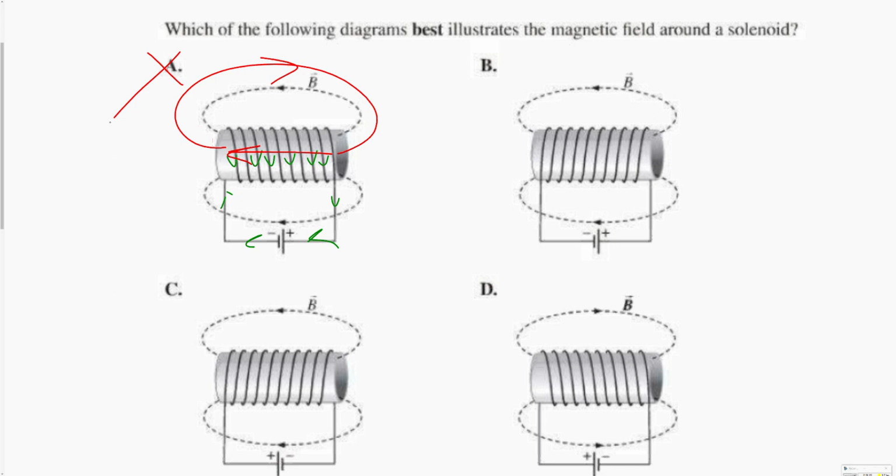Let's do B. Here we've got electrons going up in the front and down in the back, thumb points to the right, magnetic field points to the right inside, and then it goes around like this. Yeah, I think that one looks good, doesn't it? B's our answer there. Good.